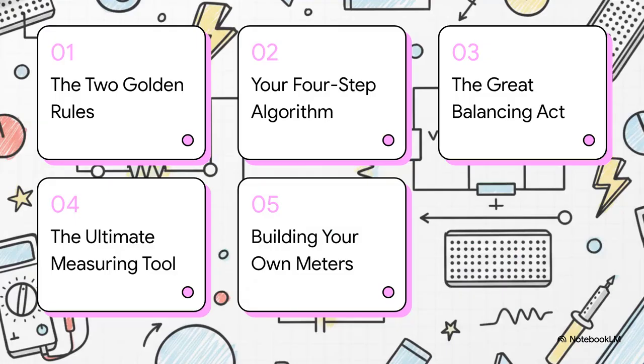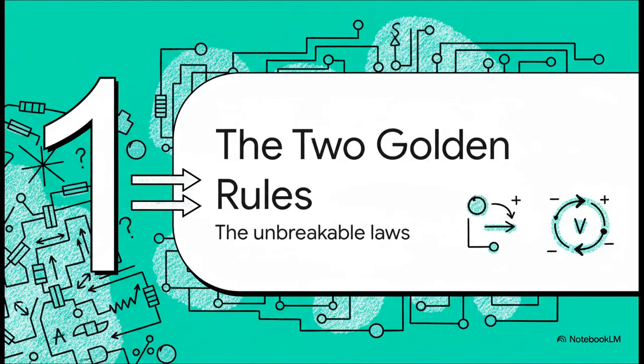So here's our game plan. First, we'll lock down the two unbreakable laws that are the foundation for everything. Then, we'll build a four-step algorithm you can use to solve any circuit. After that, we're going to explore three really clever tools: a kind of balancing act for resistance, an almost perfect measuring device, and then, believe it or not, we'll see how to build our own meters right from scratch. Okay, let's dive right in.